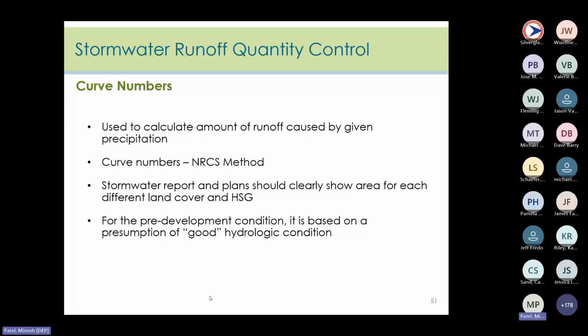Curve numbers are associated with the NRCS methodology and are used to calculate the amount of runoff caused by a specific amount of precipitation. The reviewer must be sure that the curve numbers correspond with each specific area based on land cover and hydrologic soil groups. The curve numbers are based on a presumption of good hydrologic condition, unless the design engineer provides evidence showing different conditions. Again, this was also covered in Module 2.